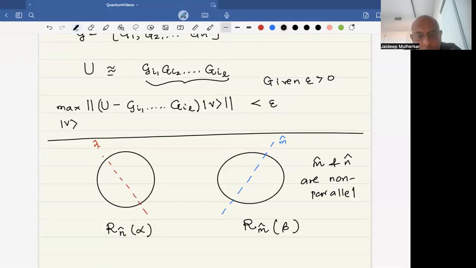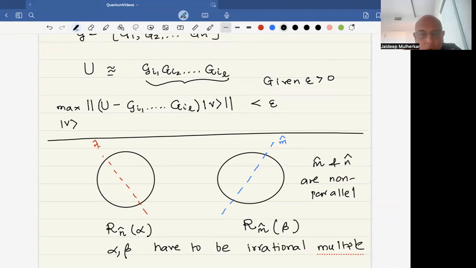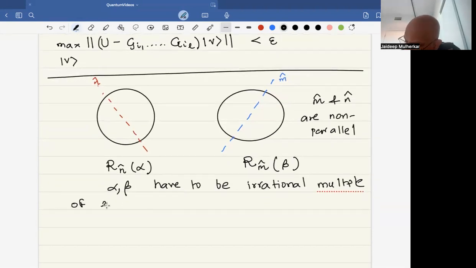if I'm able to get these alphas and betas, but the caveat is that alpha and beta have to be irrational multiples of 2 pi. If these two conditions are met, that is, m and n are non-parallel and alpha and beta are irrational multiples of 2 pi, then I can generate an arbitrary rotation about any other axis, right?